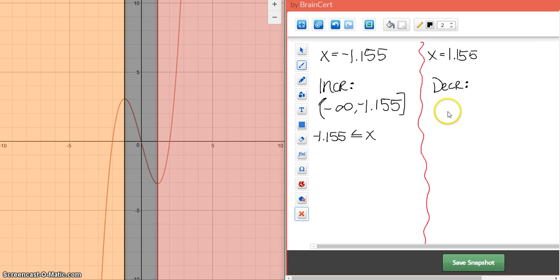And then let's talk about our decreasing interval, because I want to just go from left to right. So we've written down the notation for this interval here. Let's go to this one. So the center interval is decreasing, and it starts at negative 1.155. Starts at this point right here, or that x value. And from there, it goes along until the x value 1.155.